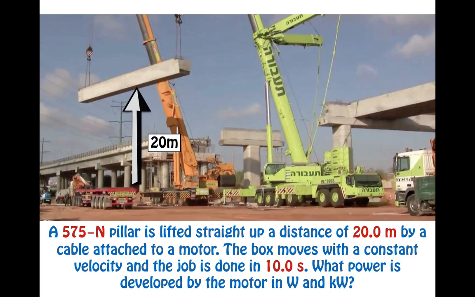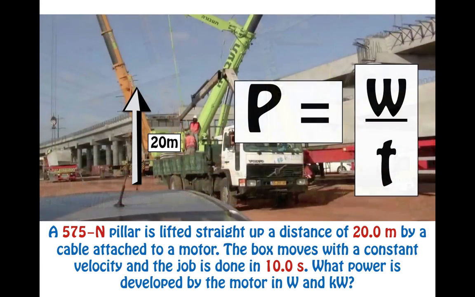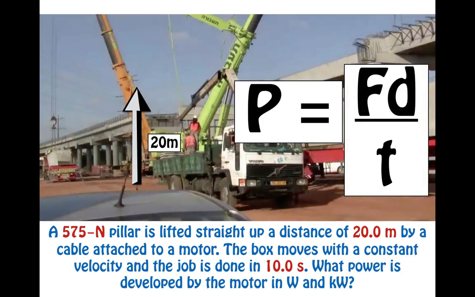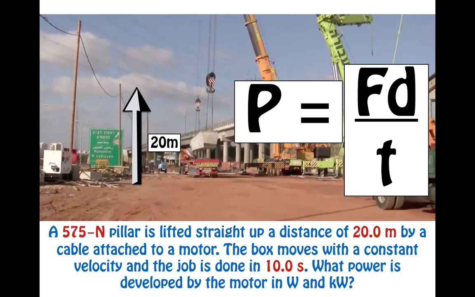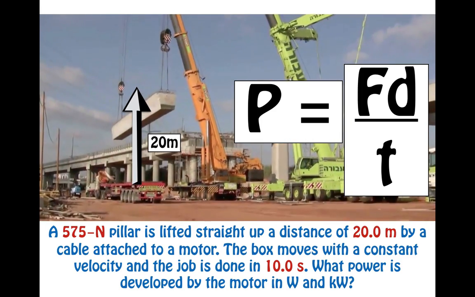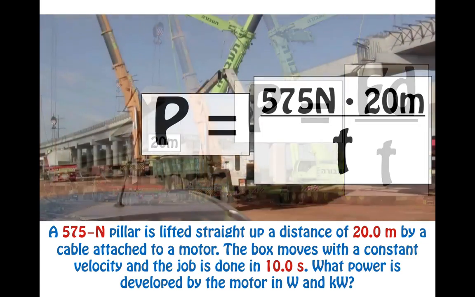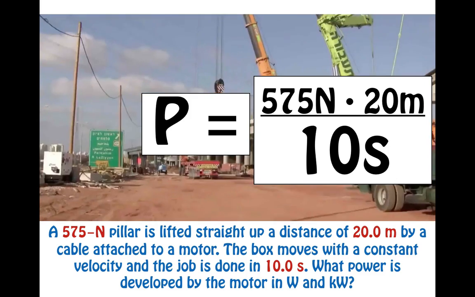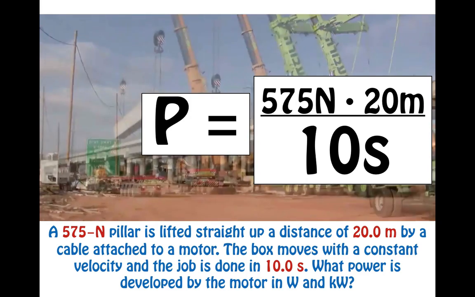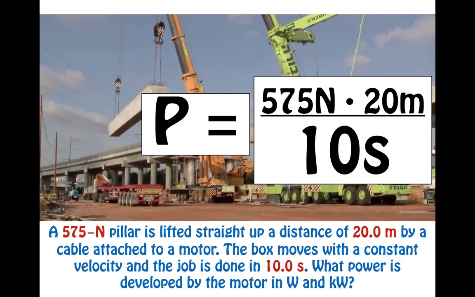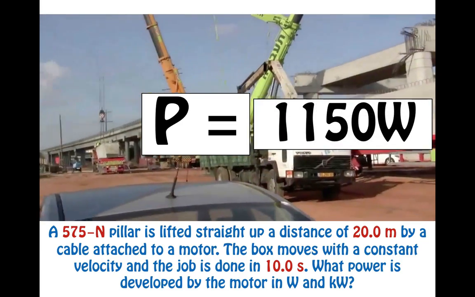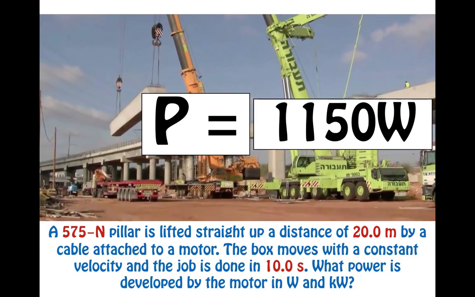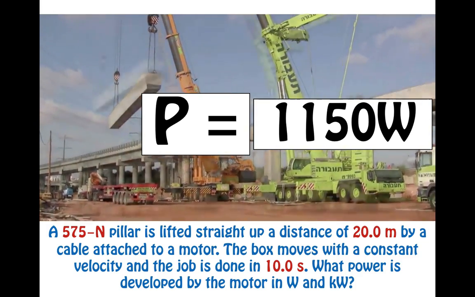Again, I moved it up 20 meters, my distance. So my power equals W over T, and remember my W can equal F times D. Now I plug in my numbers, 575 and 20, into my equation over T, which is 10 seconds. Now it's just a matter of plugging and chugging. I just do the arithmetic on my calculator or mental math, and I find that the motor does 1,150 watts of power.